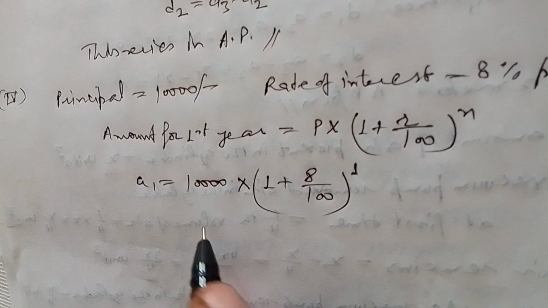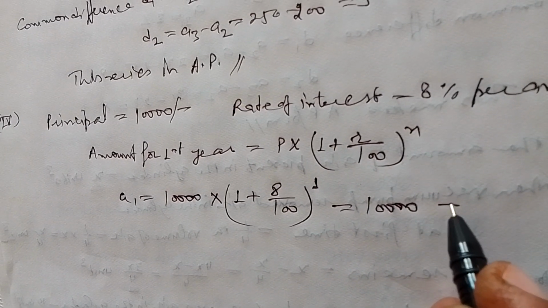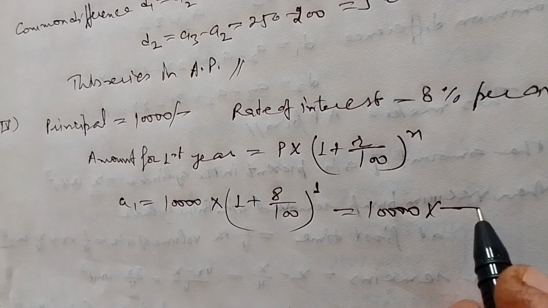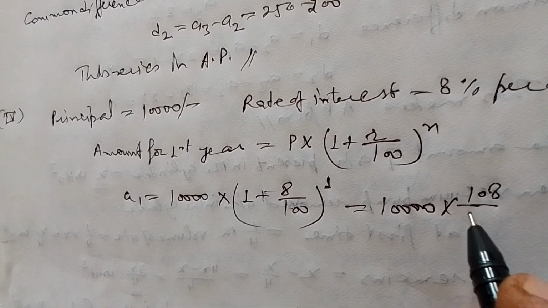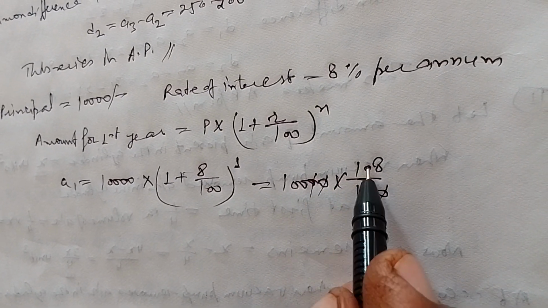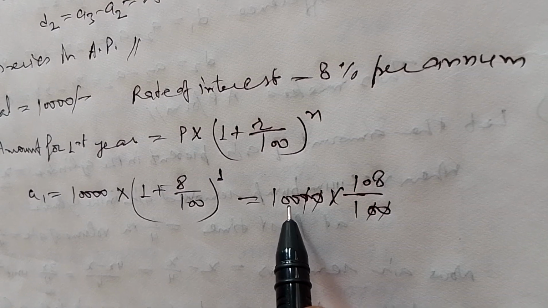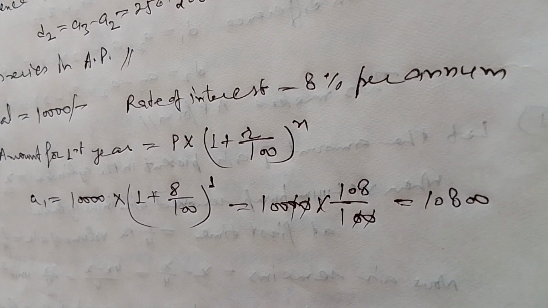So it comes out to be 10,000 times 108 divided by 100, that is 100 plus 8, 108 divided by 100. So these two zeros cancel with this, so 108 multiplied by 100 comes out to be 10,800.